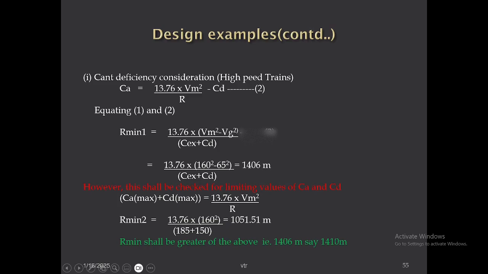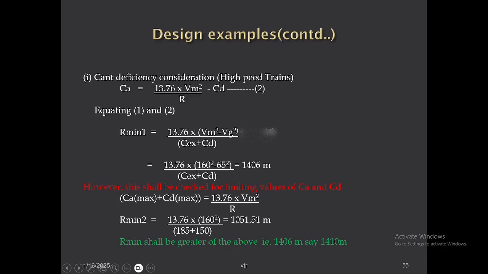13.76 Vm squared by R. Already I think we have discussed this in the previous slides, that I am using here. So this is the equilibrium cant. The total equilibrium cant required minus cant deficiency will be our actual cant, because we are availing the cant deficiency. This will be the actual cant we can provide in the case of high speed trains. So first we have formed one equation with respect to cant excess consideration.